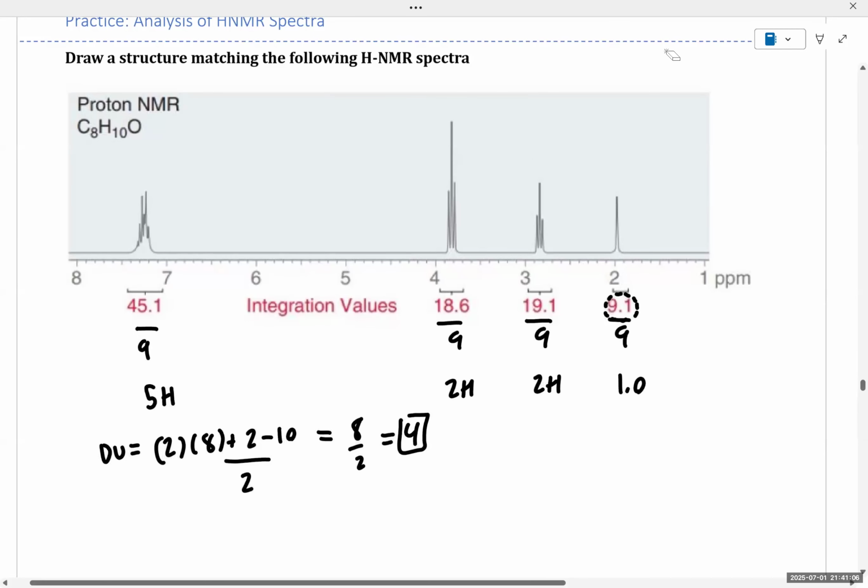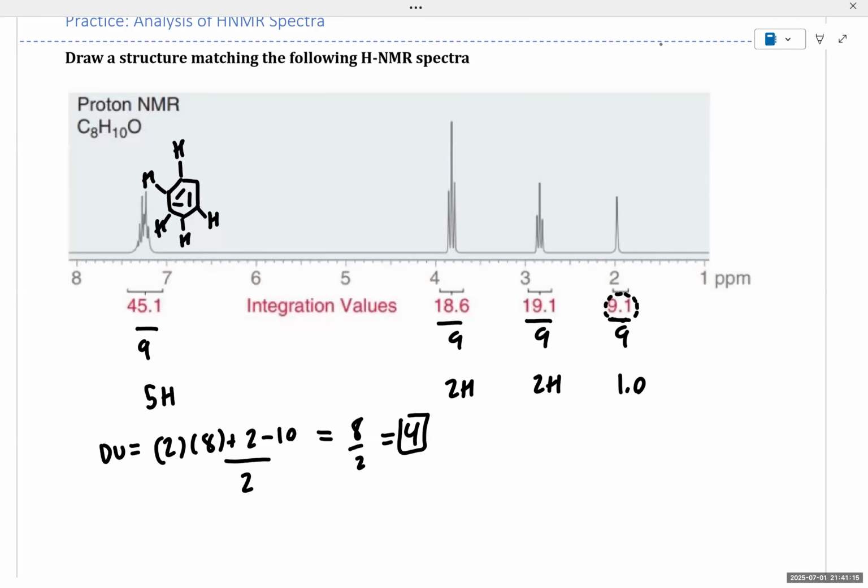This chemical shift of around 7 suggests we have an aromatic ring. The integration of 5 suggests we have 5 protons. Okay, we have a triplet with an integration value of 2, and another triplet with an integration value of 2. And we have a singlet with an integration value of 1.